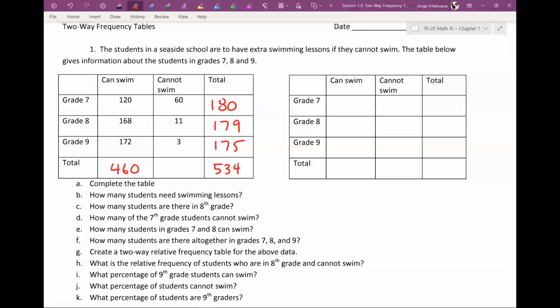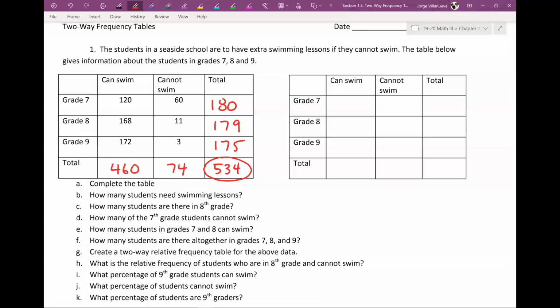The total that cannot swim is going to be 60 plus 11 plus 3. So that adds up to 74. Now, if you add 460 plus 74, you get 534. If you add 180 plus 179 plus 175, you get 534. You guys got to check that. Okay? This right here is a check step for you guys. This number better add up both directions, because if not, you miscounted somewhere. Okay? And then your numbers and your answers are going to come out all off.